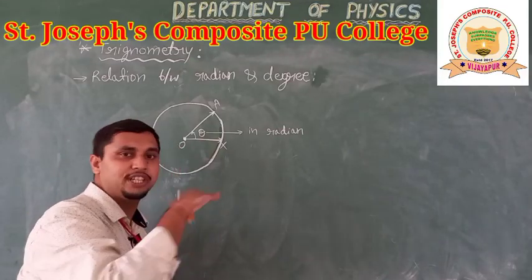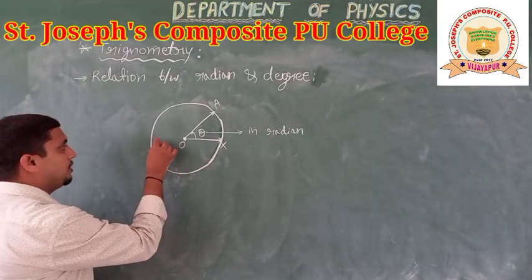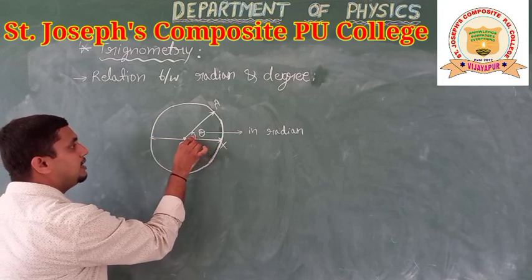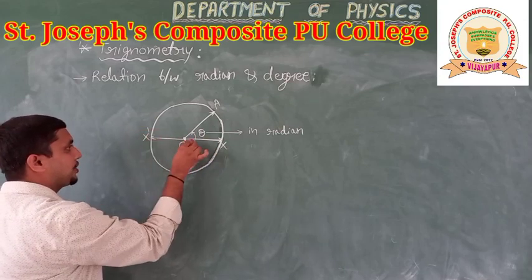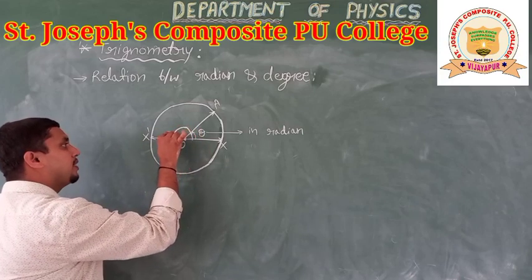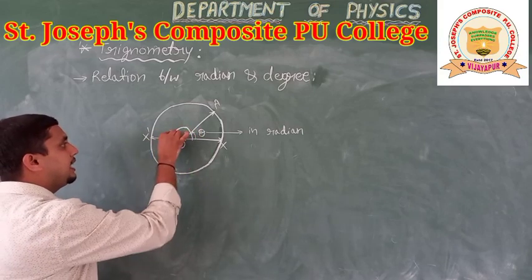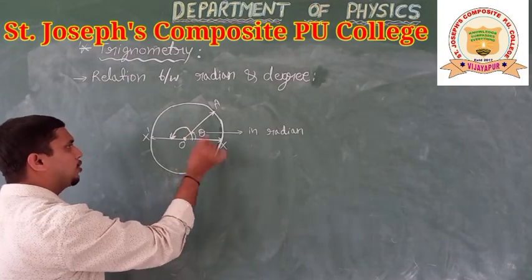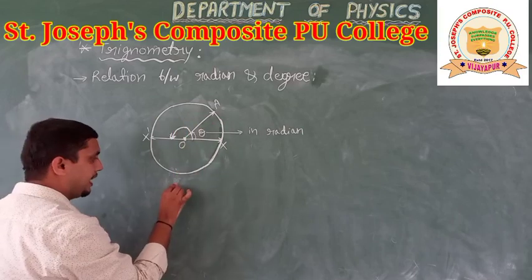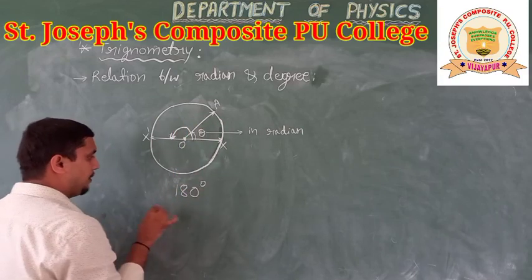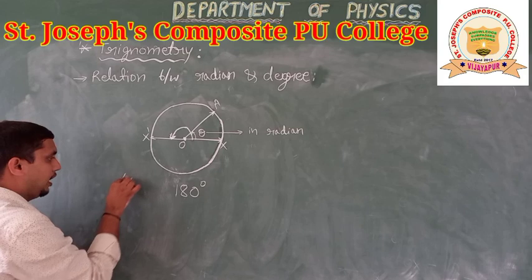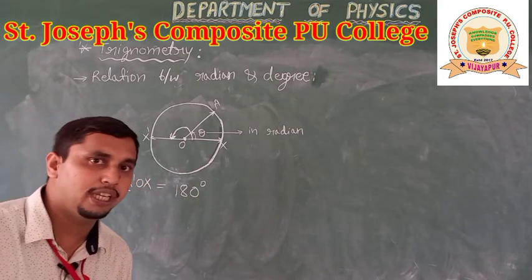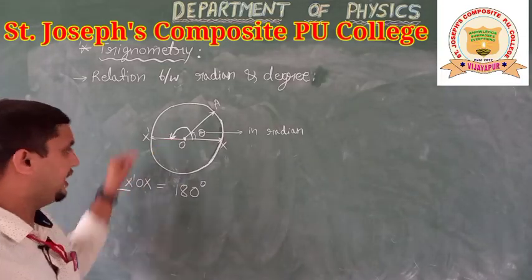Commonly, we also measure it in degree. The common way you already know: if I take this from OX to OX dash in an anti-clockwise direction, usually the common unit is written as 180 degree. You already know the angle X dash OX is equal to 180 degree.